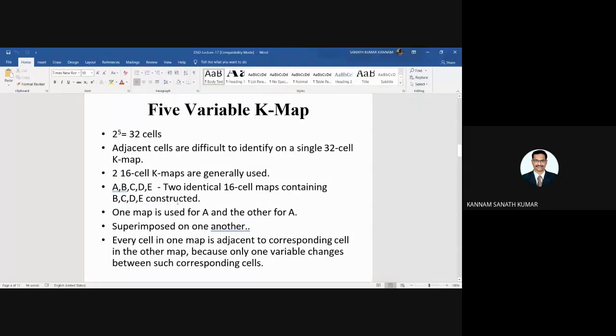Here A, B, C, D, E: two identical 16 cell maps containing B, C, D, E are constructed. One map is used for A bar, the complemented form, and another map is used for A, the true form, superimposed on each other. Every cell in one map is adjacent to the corresponding cell in the other map, because only one variable changes between such corresponding cells.